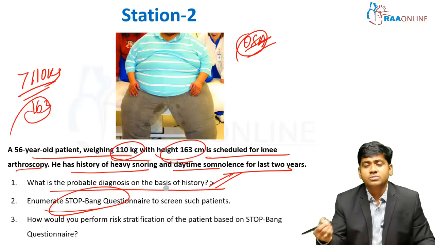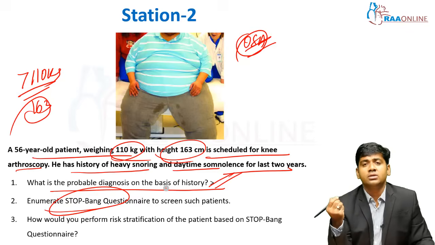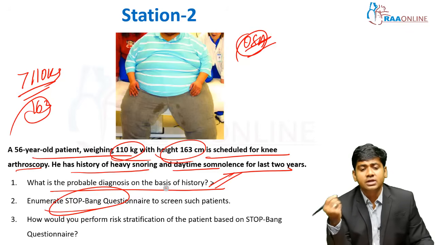Stop-Bang: snoring, tiredness, observed pressure symptoms, and BMI more than 35 or more than 40. There will be airway involvement. There will be difficulty in neck mobility, and gender is female.